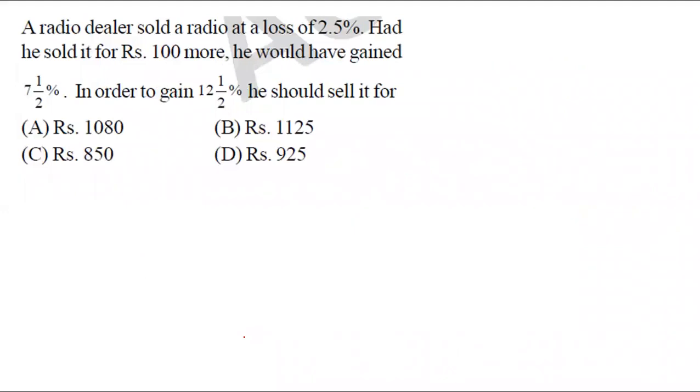The radio dealer sold a radio at a loss of 2.5%. Had he sold it for 100 more, he would have gained 7.5%, which means from 2.5 to 7.5 is 10%. If 10% is 100, what is 100%? 1000. In order to gain 12.5%, what is 12.5% of 1000?